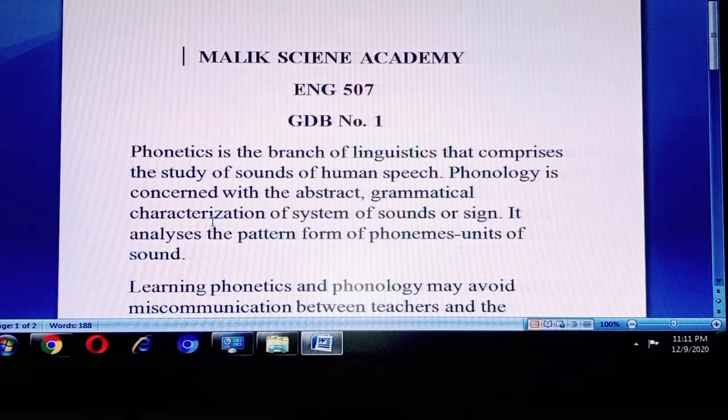Today we will discuss GDB number 1 of English 507. Okay, the answer of the question is: phonetics is the branch of linguistics that comprises the study of sounds of human speech. Phonology is concerned with the abstract grammatical characterization of systems of sound or sign. It analyzes the pattern form of phonemes, units of sound.